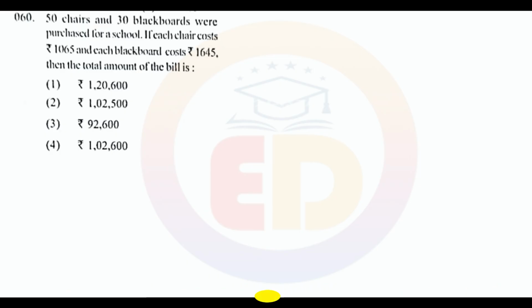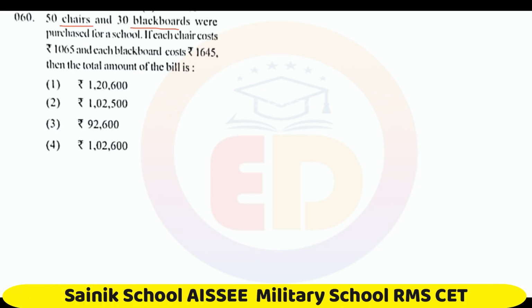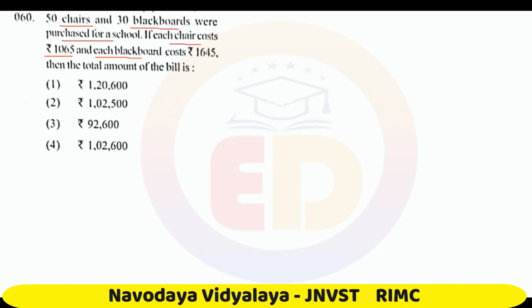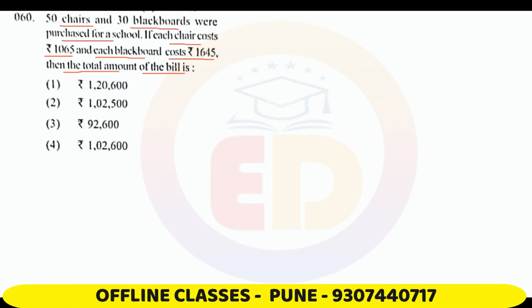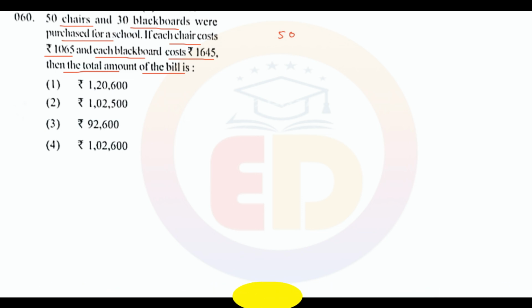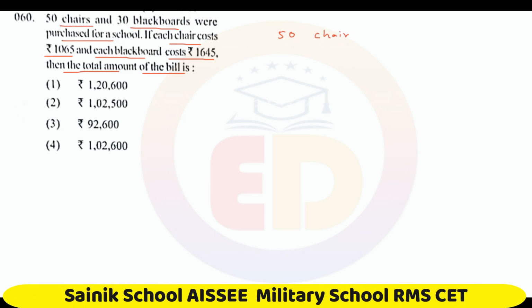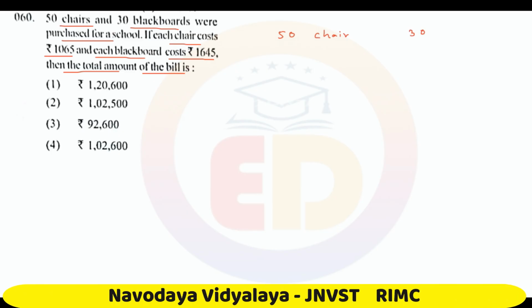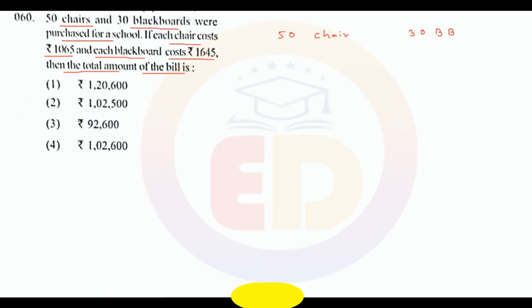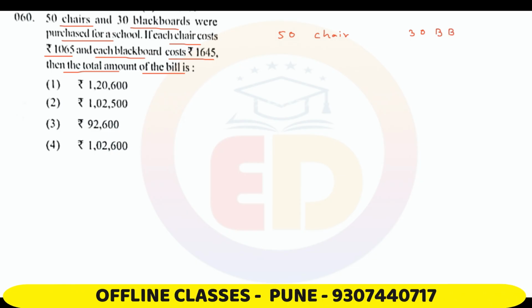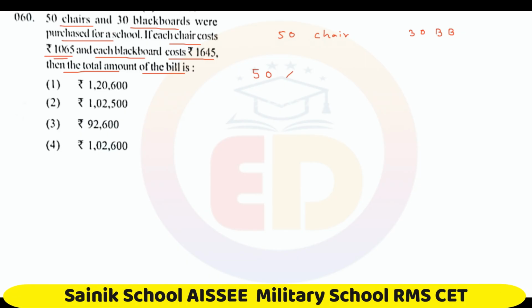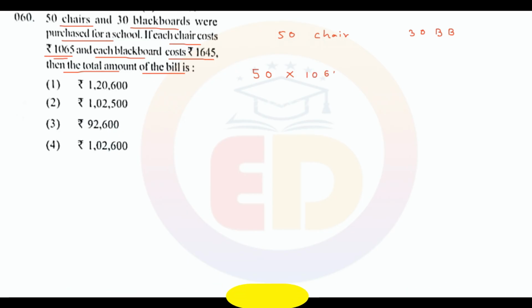Question number 60. 50 chairs and 30 blackboards were purchased for a school. If each chair cost rupees 1065 and each blackboard cost 1645, then what is the total amount of the bill? 50 chairs and 30 blackboards. Now they say that one chair is rupees 1065. So 50 chairs will be 50 multiplied by 1065.